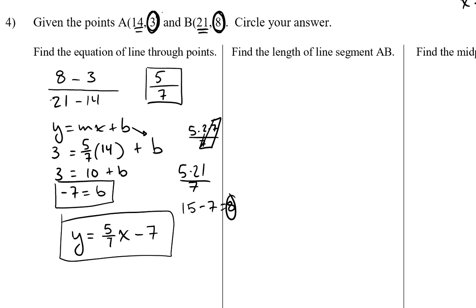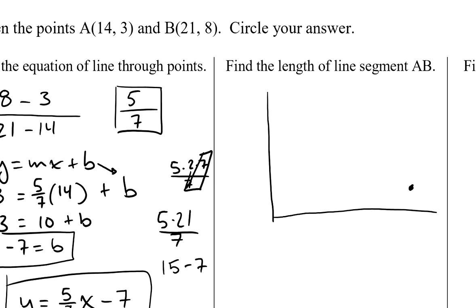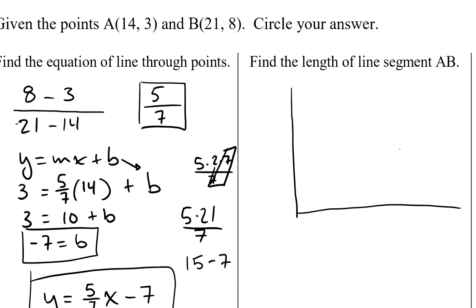The next thing we want to do is find the length of the line segment here, and I'm going to use the Pythagorean theorem. But just to orient myself, I'm going to sketch roughly A and B. So A is over 14 and up 3. B is over 21. Let me make this a smaller scale. So A is over 14 and then up 3, and B is over 21 and up 8. So that's roughly where they're at.